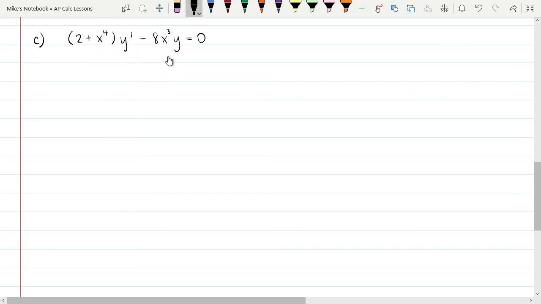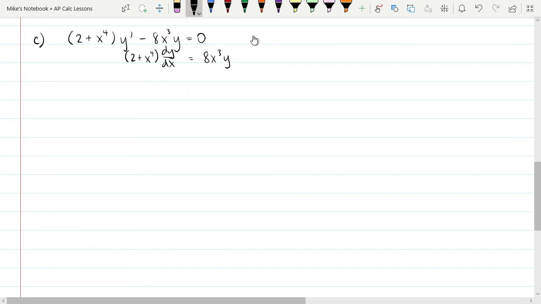terms here. So because this right here is my y prime and this term right here doesn't contain any derivatives, I'm going to move this term to the other side first. So we're going to add the 8x cubed y to the other side. So that's going to give me 2 plus x to the fourth dy dx equals 8x cubed y. All right, so now we can do our separation of variables.